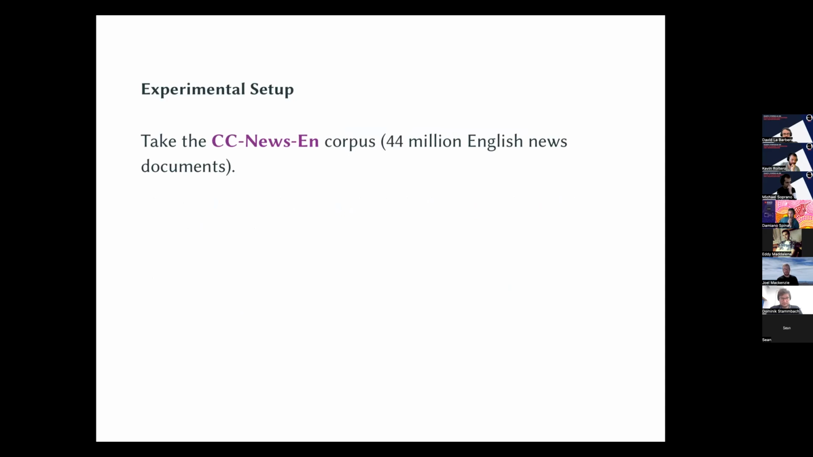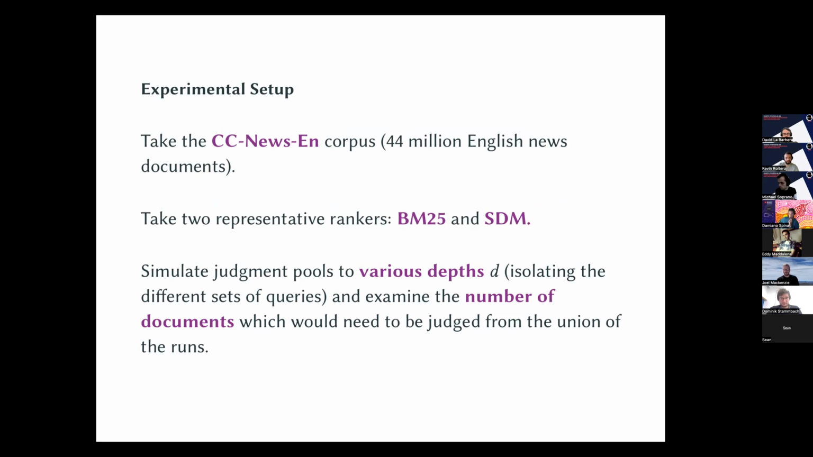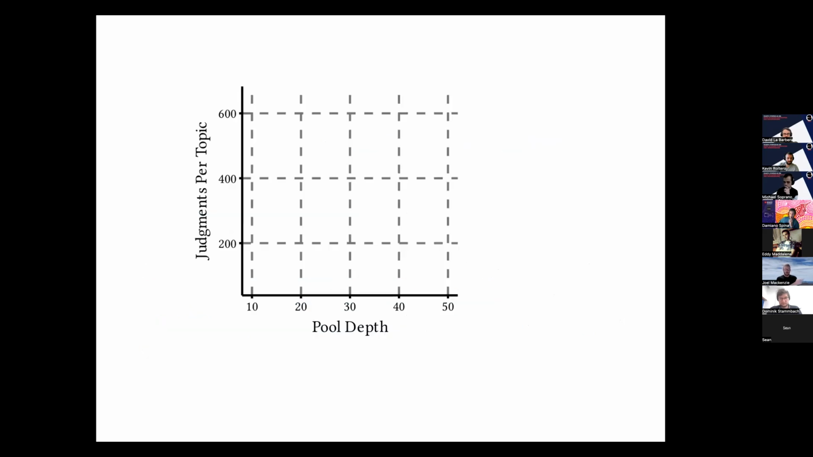And so what we did then, we went back to the corpus, we took 2 representative rankers. We could probably do this again with more rankers, but we just used 2 simple ones for now. And what we did is we simulated judgment pools to various depths, isolating the effect of the different sets of queries to examine how many documents would need to be judged if we use just that set of queries. So on the y-axis here, I'm showing the judgments required on a per topic basis, averaged across the topics, and the pool depth would be how far down we truncate each run, right? So 10 would be, you're only looking at the top 10 documents for each run.